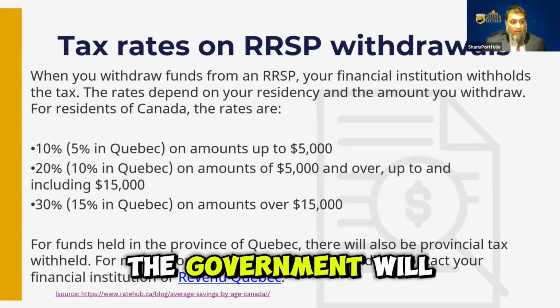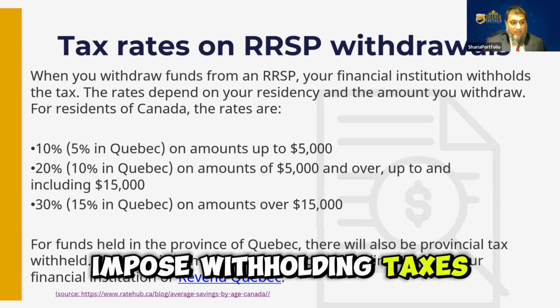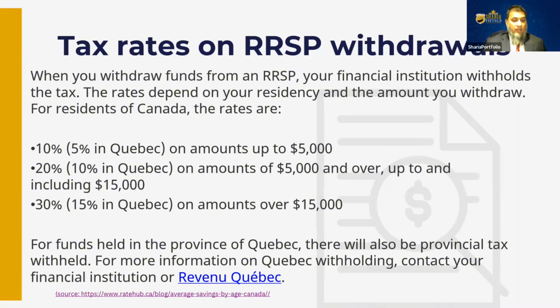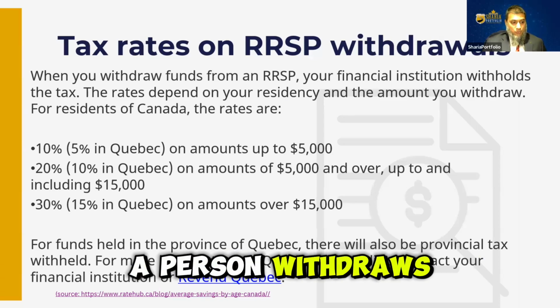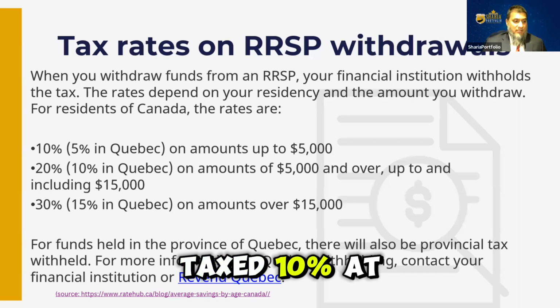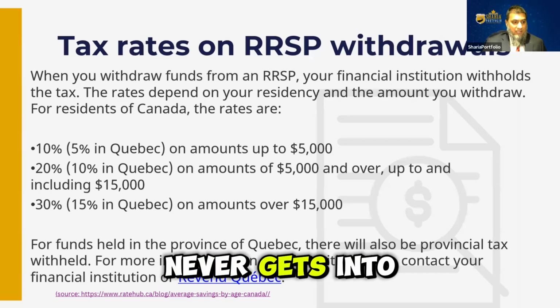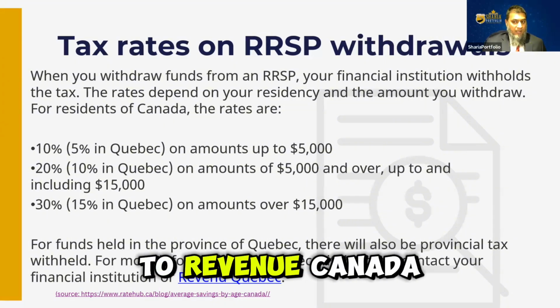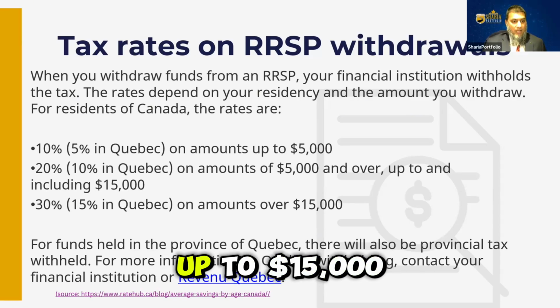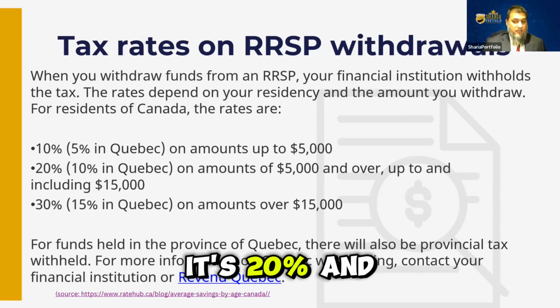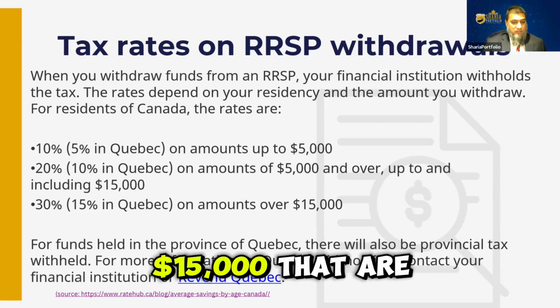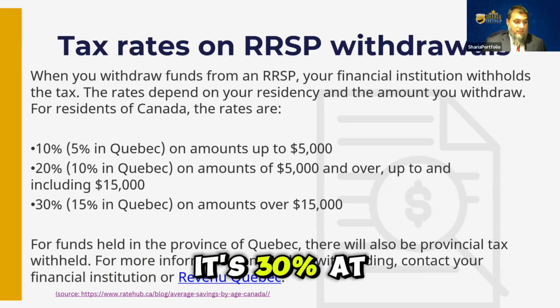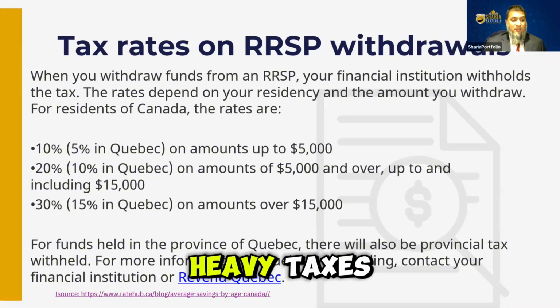In that event, the government will impose withholding taxes at the source, which are fairly severe by way of our tax structure. Up to the first $5,000 that a person withdraws, they will be taxed 10% at the source. So this money never gets into their hands. It's sent from the institution directly to Revenue Canada. Between $5,000 and up to $15,000, it's 20%. And for amounts exceeding $15,000 that are withdrawn, it's 30% at the source. So these are pretty heavy taxes.